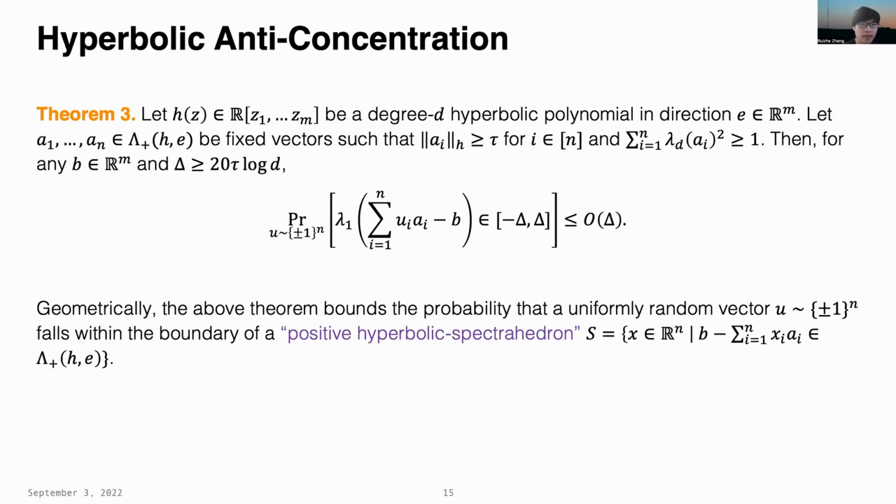In our paper, we further generalize this anti-concentration phenomenon to the hyperbolic setting, which is the positive hyperbolic spectral hedron, which is the set of all vectors in Rn such that for some vector b, b minus the sum of xi times ai, for some ai in the hyperbolic cone, is also contained in the hyperbolic cone. More specifically, we show that the probability that the largest hyperbolic eigenvalue of the sum of ui times ai minus b is contained in any small interval minus delta to delta is at most O of delta.